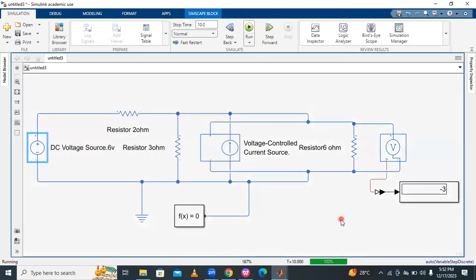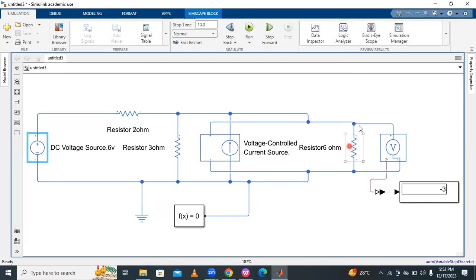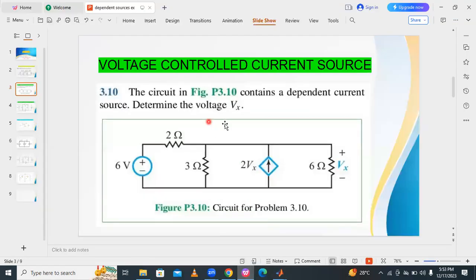Then by simulating, here you are getting minus 3 volts across this 6 ohm resistor. So that means the polarity is reversed. Minus means here positive, here negative, opposite polarity. This is called a voltage controlled current source.